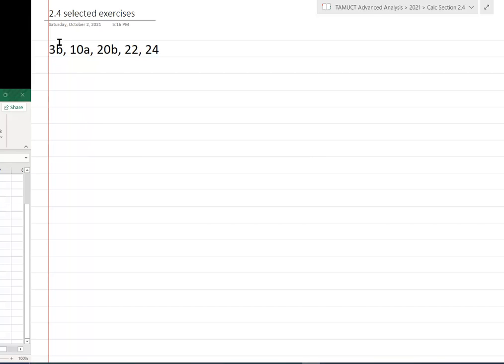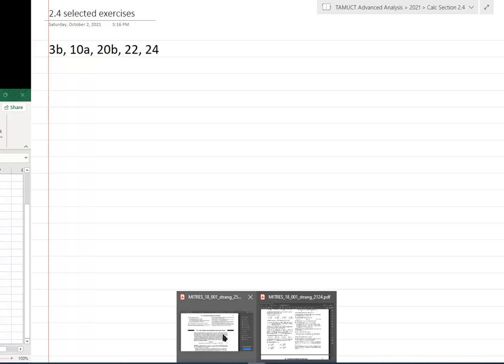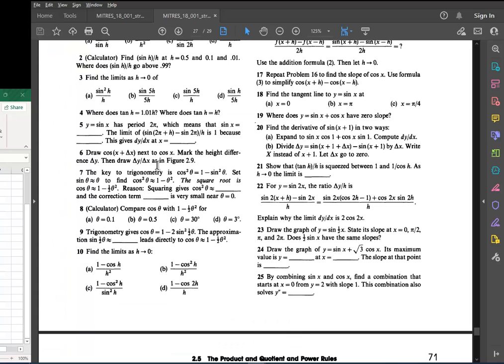Okay, here are a few exercises from 2.4. I'm not going to do these completely, but I want to give you some idea about how to think about these exercises. Let's start with 3b. Okay, so we'll copy that here. Sorry, actually I meant 3d, so I'm going to change that to 3d.